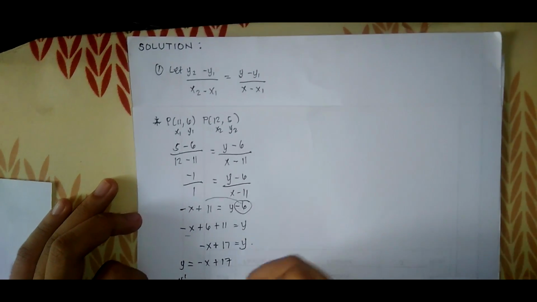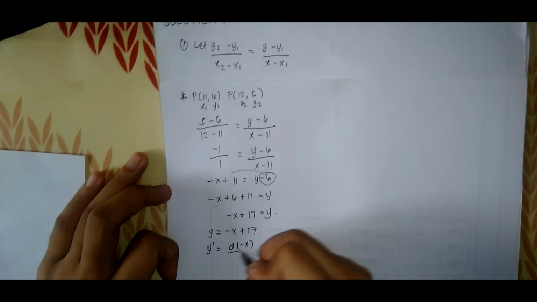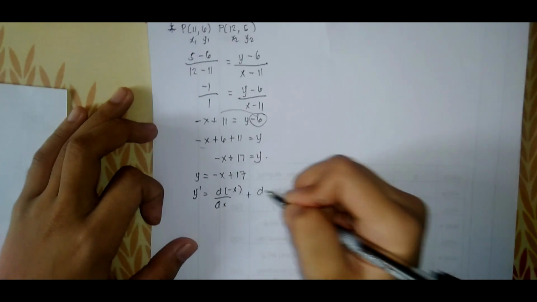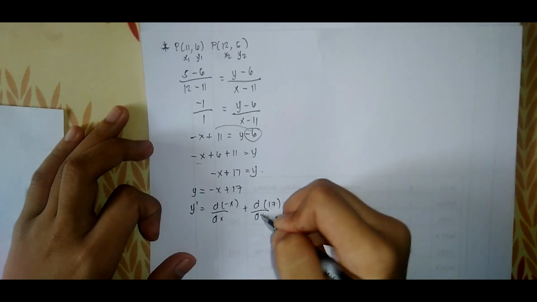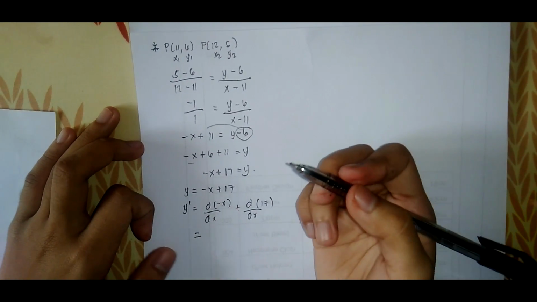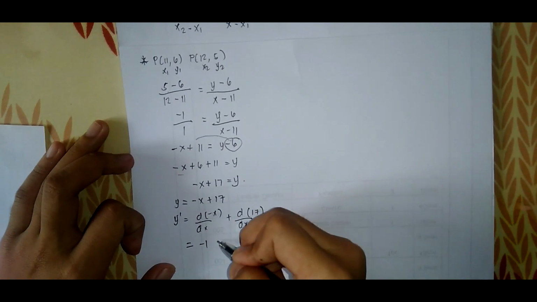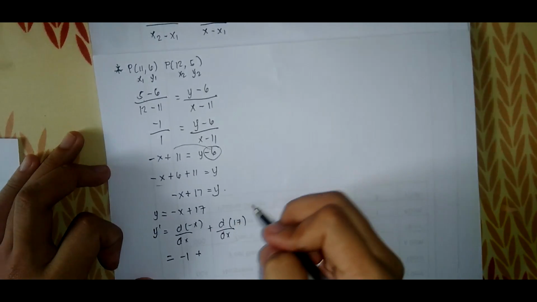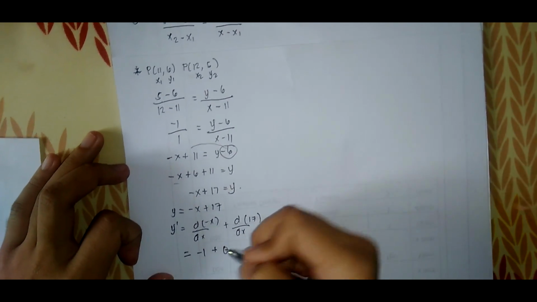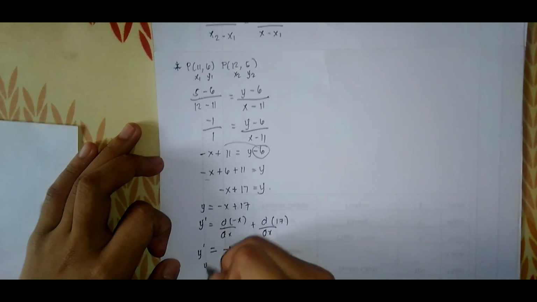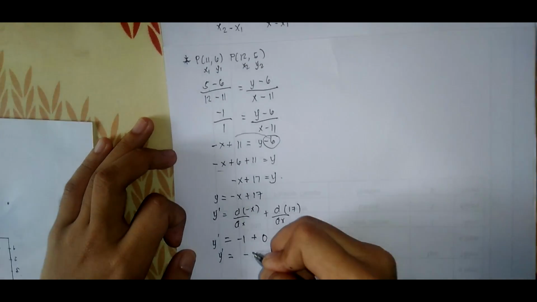Y prime is equal to the derivative of negative x with respect to x plus the derivative of 17 with respect to x, which is equal to negative 1 plus the derivative of 17, which is equal to 0. And the final answer is negative 1.